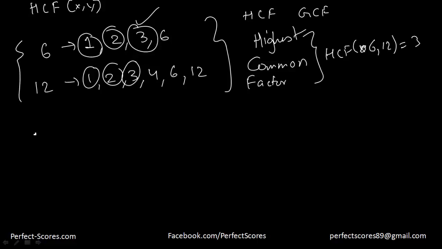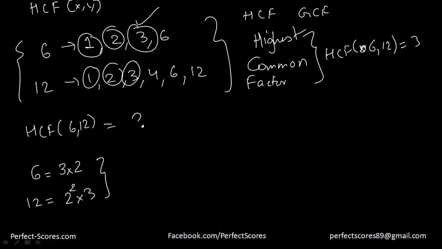Another way of finding the highest common factor of 6 and 12 is to write down 6, which is 3 times 2, and 12, which is 2 squared times 3. Now you write down all the prime numbers associated and raise them to their smallest powers, because you want something which is common to both.